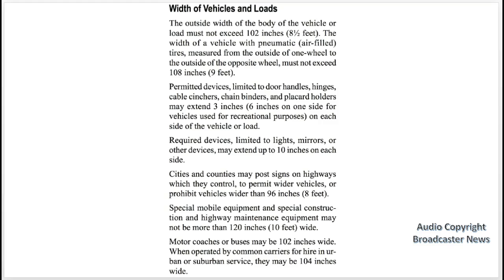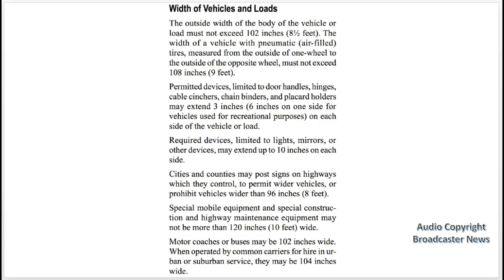Permitted devices limited to door handles, hinges, cable cinchers, chain binders, and placard holders may extend 3 inches, or 6 inches on the side for vehicles used for recreational purposes, on each side of the vehicle or load. So they may extend 3 inches: chain binders, placards, etc. Required devices limited to lights, mirrors, or other devices may extend up to 10 inches on each side. Cities and counties may post signs on highways which they control to permit wider vehicles or prohibit vehicles wider than 96 inches, or 8 feet.